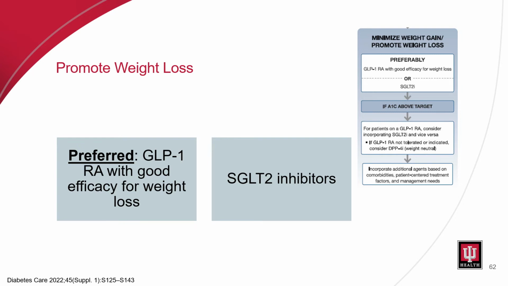Again, this provides specific directions that we would add a second-line agent on. So say we got our GLP-1 receptor agonist with good efficacy for weight loss. They might be losing weight, but their A1C is still above goal. Then we would add on the SGLT2 inhibitor to that regimen for our third-line therapy.